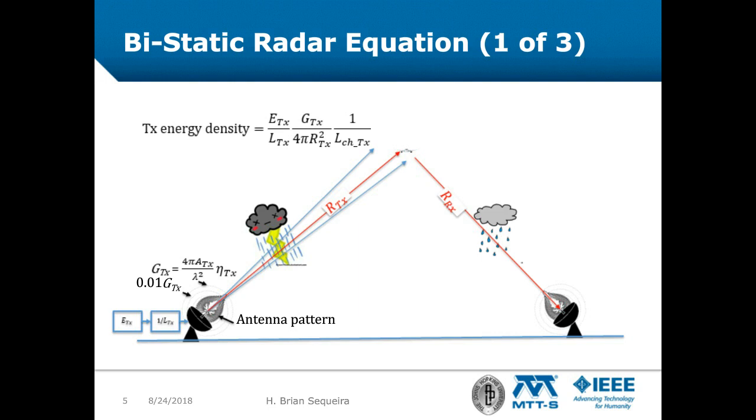density over isotropic dispersal by its gain, G sub Tx, which is related to its aperture area A sub Tx, efficiency eta sub Tx, and the wavelength as indicated in the graphic. However, as the graphic shows, the energy is not concentrated at the boresight, but has an angular distribution that is defined by the antenna pattern.